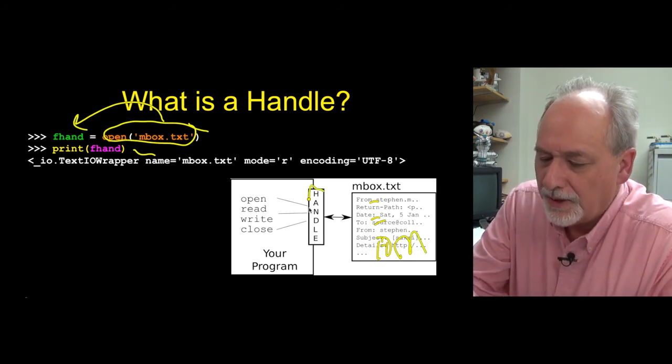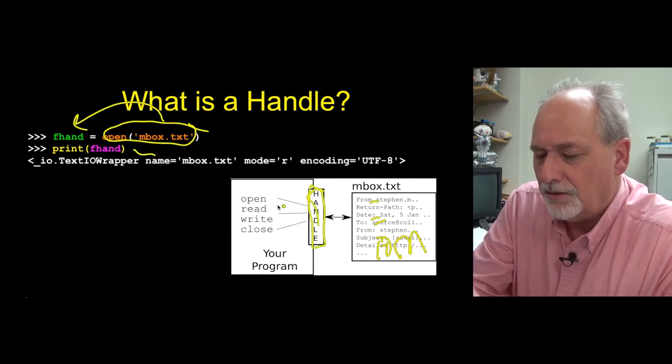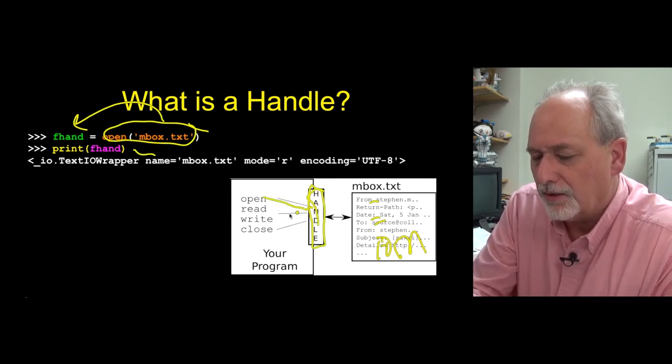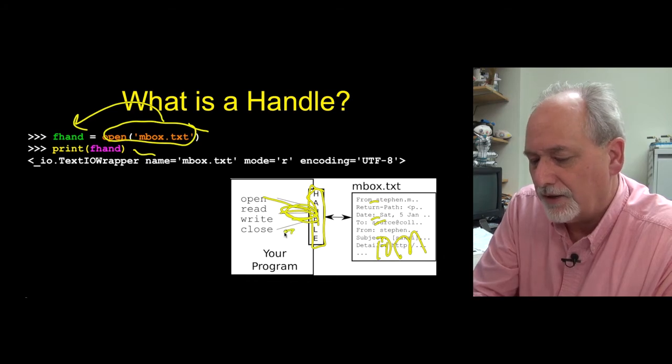The handle's like a little opening outside of your program, and you can talk to the file by opening it, then you can read stuff, if you're writing the file, you can write stuff, and then you close the file to shut the handle down.